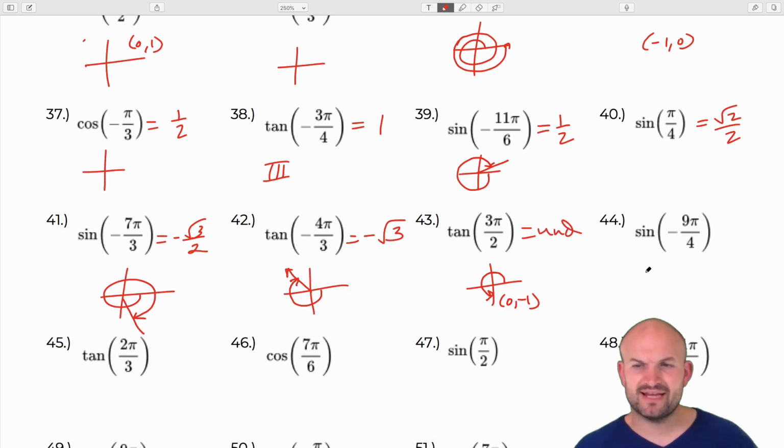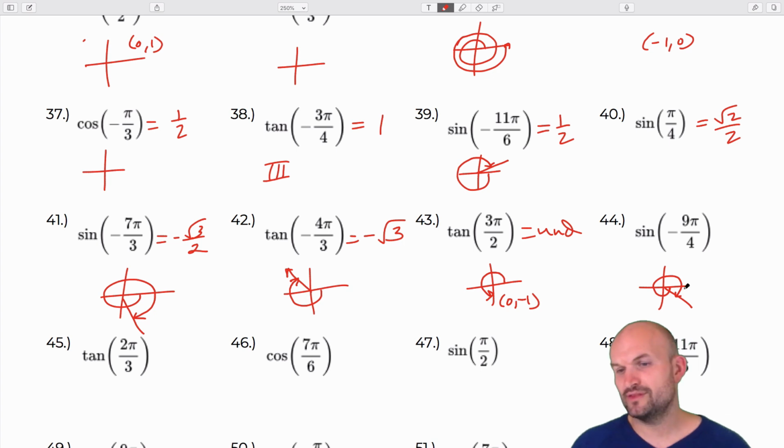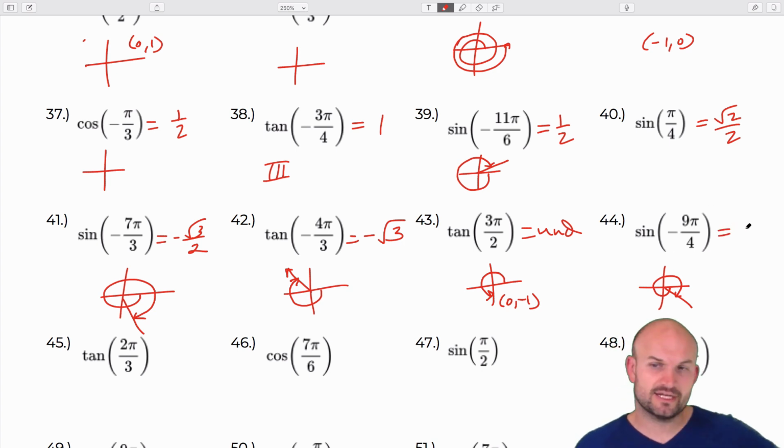Next one here, we have negative 9 pi over 4. Again, this is over a revolution, right? A greater than a revolution. So therefore, let's see here, sine, that's going to be the second quadrant, reference angle pi over 4, negative square root of 2 over 2.